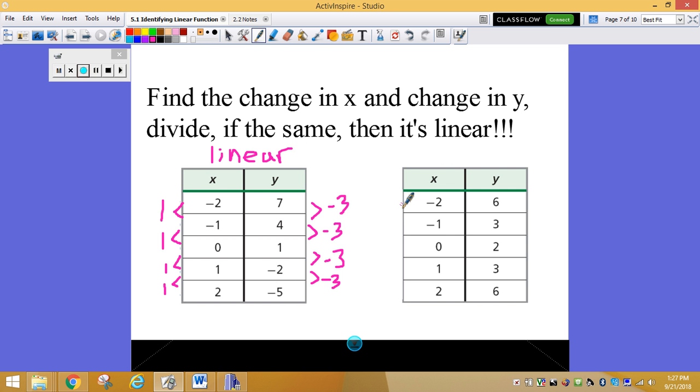Okay, let's try this one. Negative 2 to negative 1 goes up 1. Negative 1 to 0 goes up 1. 0 to 1 goes up 1. 1 to 2 goes up 1. 6 to 3 goes down 3. 3 to 2 goes down 1. 2 to 3 goes up 1. 3 to 6 goes up 3. Now, again, all my x's are good, but are all of my y's the same? No, they are not. So this one is not linear.